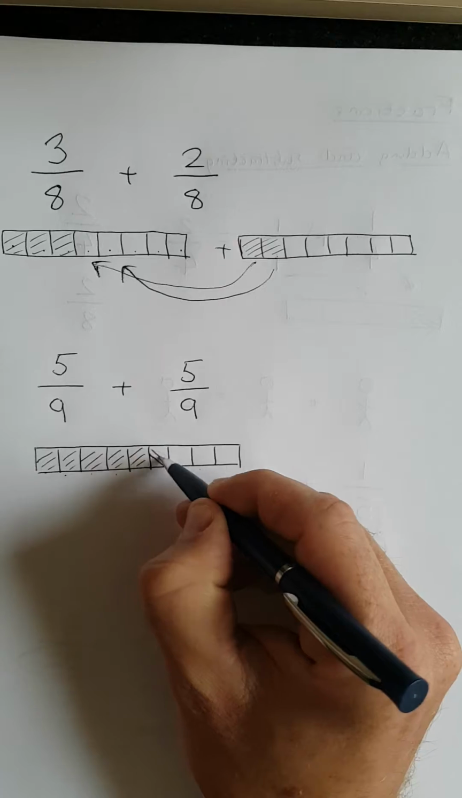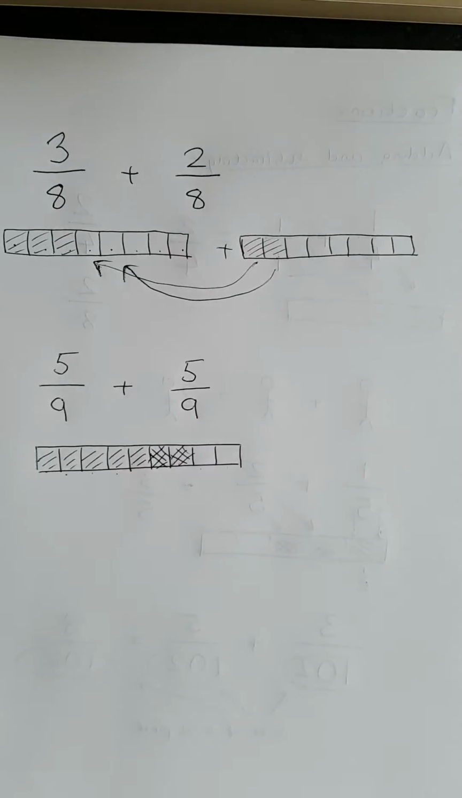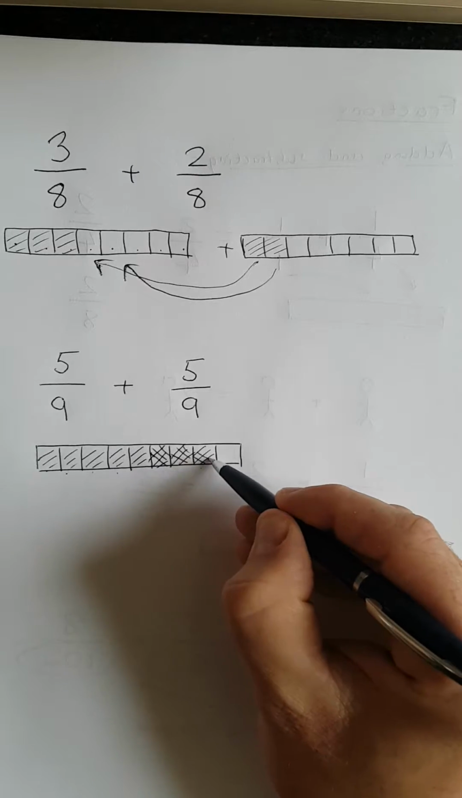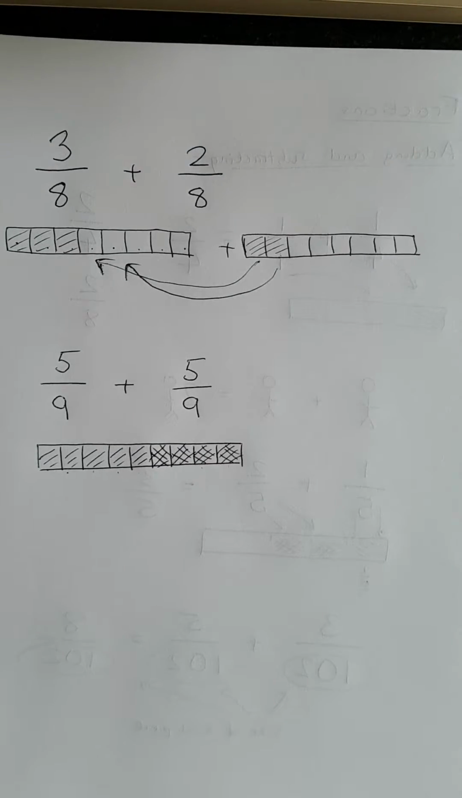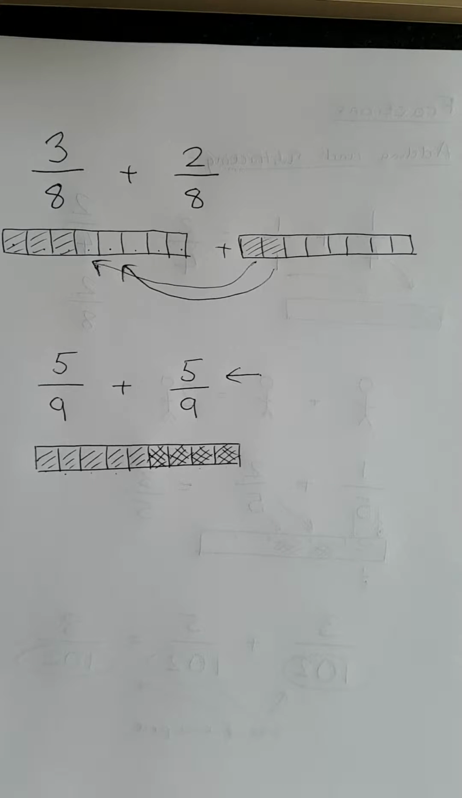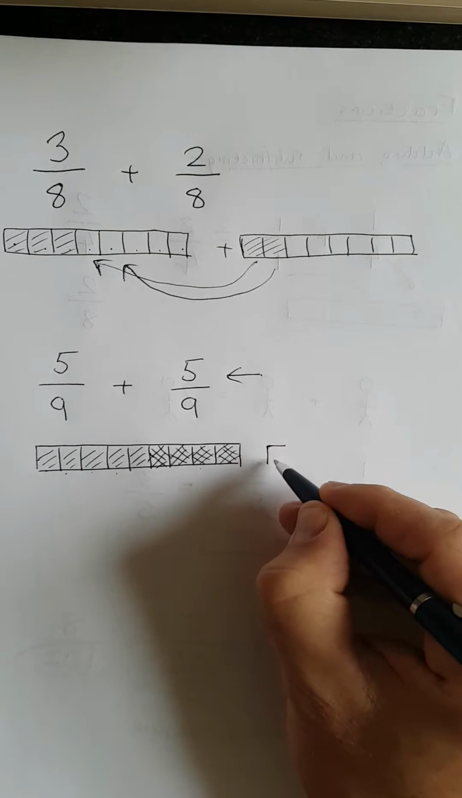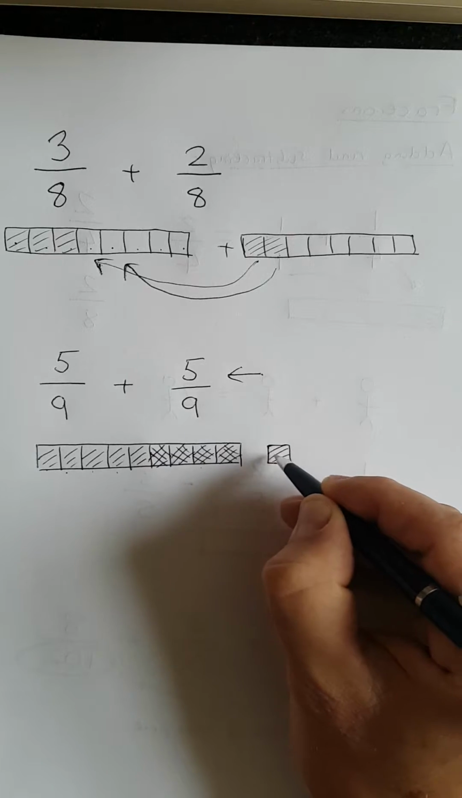So, that's 1. That's 2. That's 3. That's 4. We've made a problem here because I'm supposed to add 5 more pieces to it. So I'll have 1 piece that I haven't managed to add.